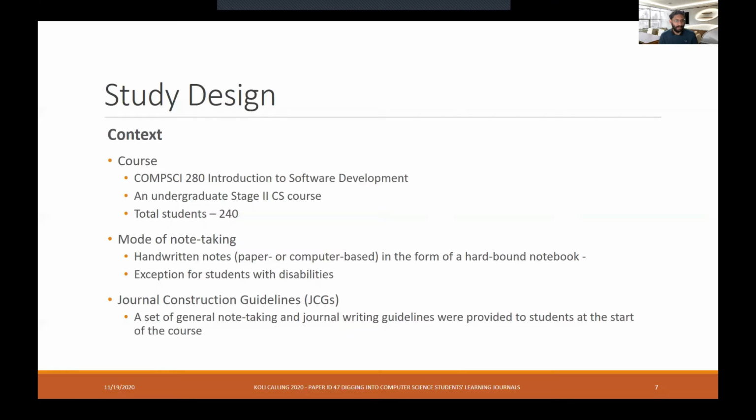Mode of note taking was handwritten. So they were asked to take notes by hand and then compile those notes in the form of hardbound journals. These can be notebooks, or they were also free to combine or compile their notes using spiral binding or other kinds of bindings. There were some exceptions for students with disabilities. They were allowed to type notes. They were also given journal construction guidelines, which were very high level guidelines on note taking and journal writing or compiling. So that set the tone for how they should start writing their notes and then compiling them in the form of journals throughout the course.